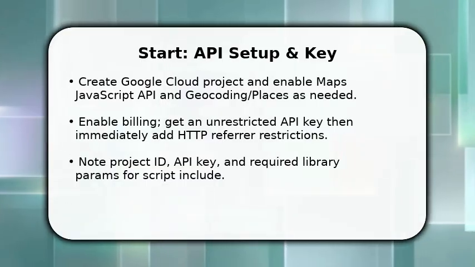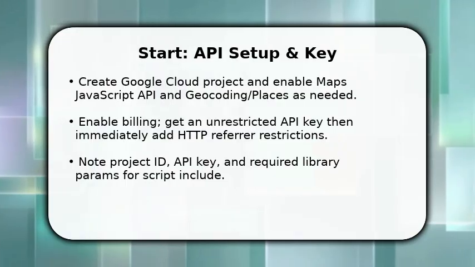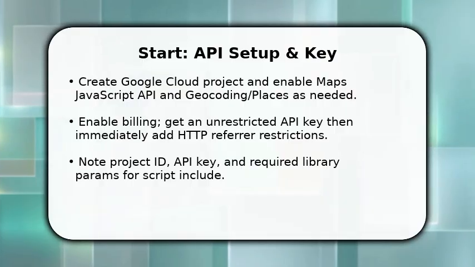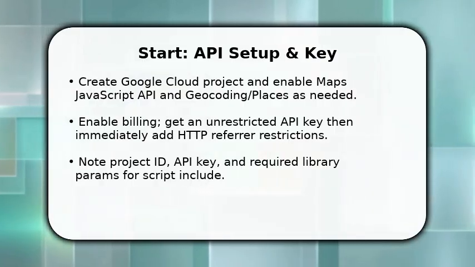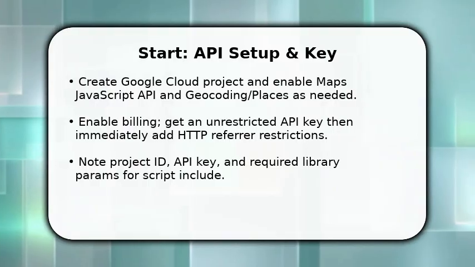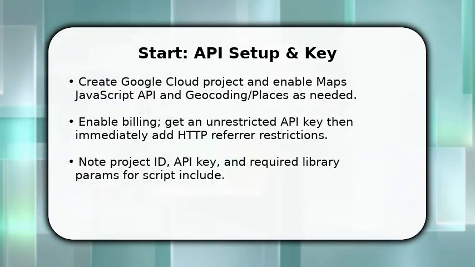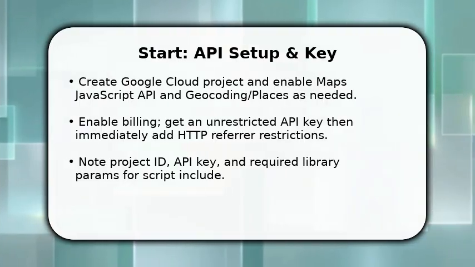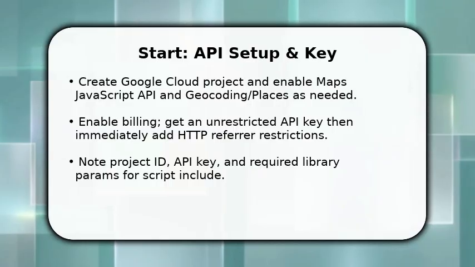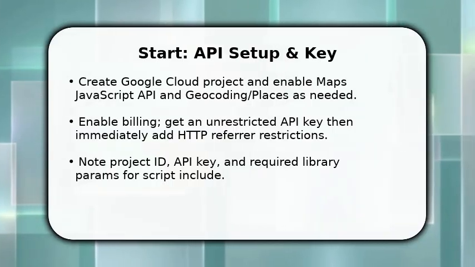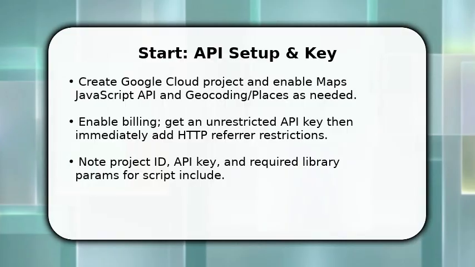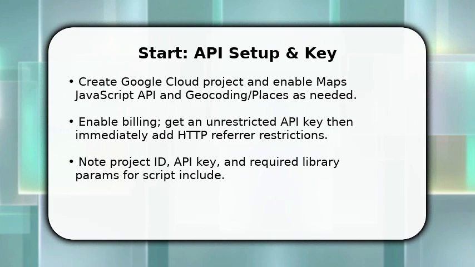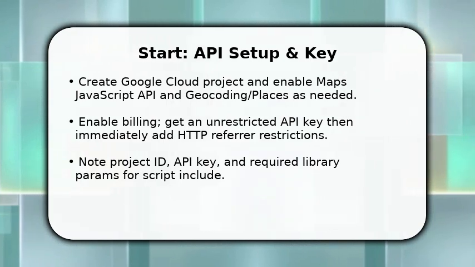You begin by making a Google Cloud project and enabling the Maps JavaScript API plus any extras like Geocoding or Places. Once done, enable billing because the key won't work without it. Create an API key and restrict it to your site via HTTP referrers. This prevents misuse. Make sure you record the project ID and key. Finally, include the Google Maps script tag with your key and required libraries, so the browser can request the API immediately.